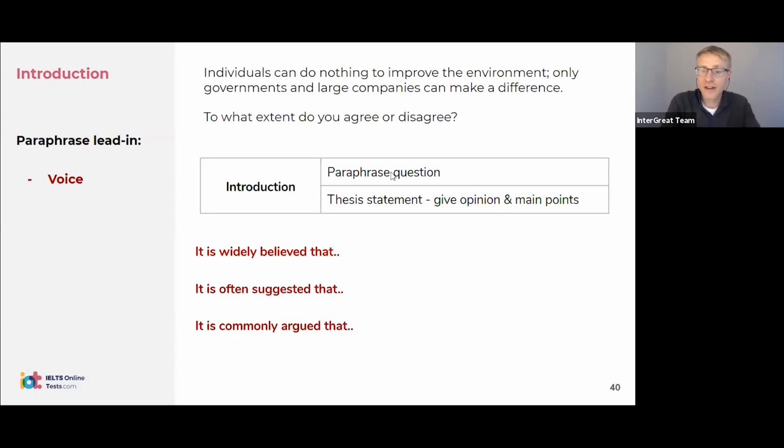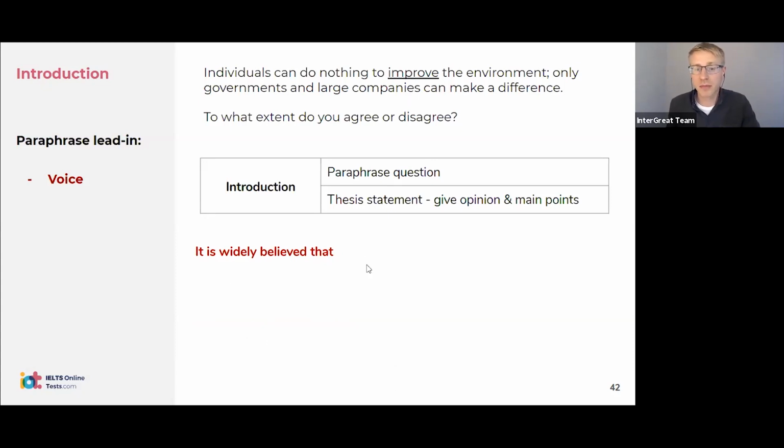So, very good. So Attila, that's a nice introduction. You could try using the passive voice. Instead of some people say, you could say it is often believed that, just to make it a bit more academic. So we're gonna choose this sentence to begin with. It is widely believed that.